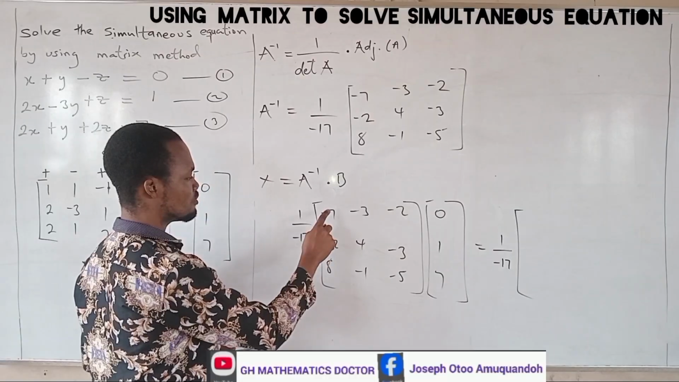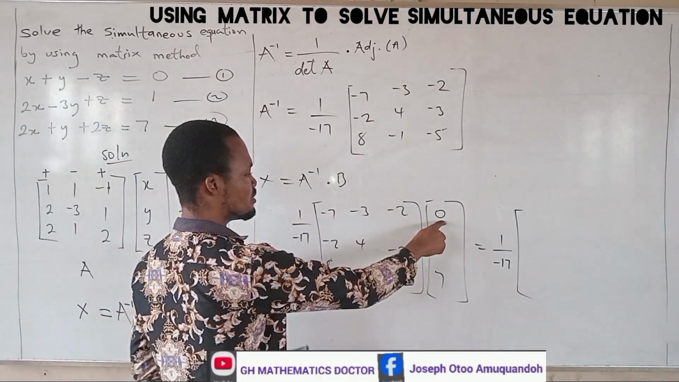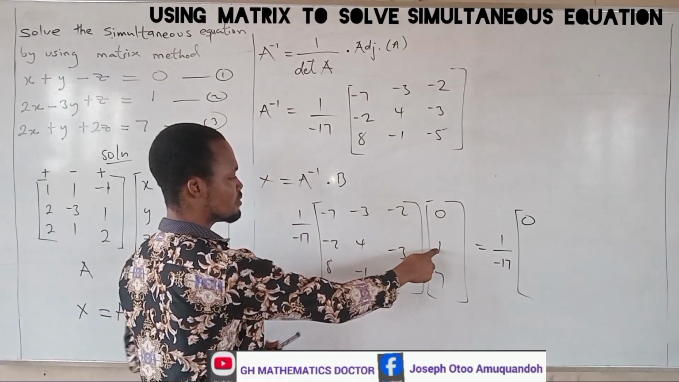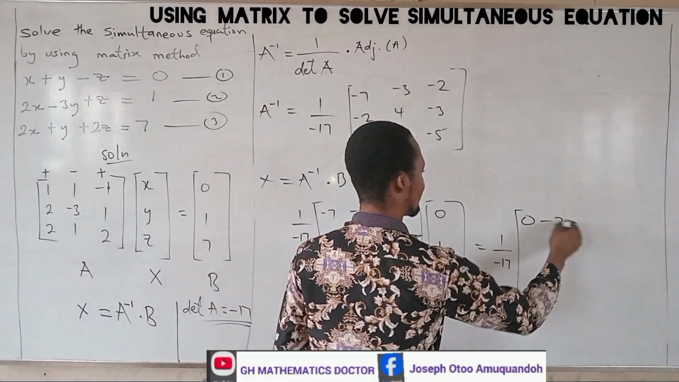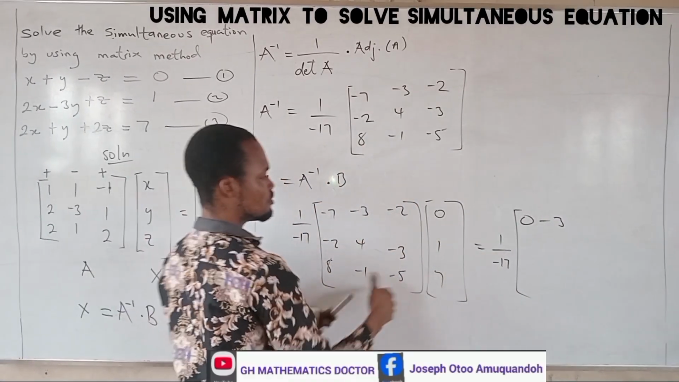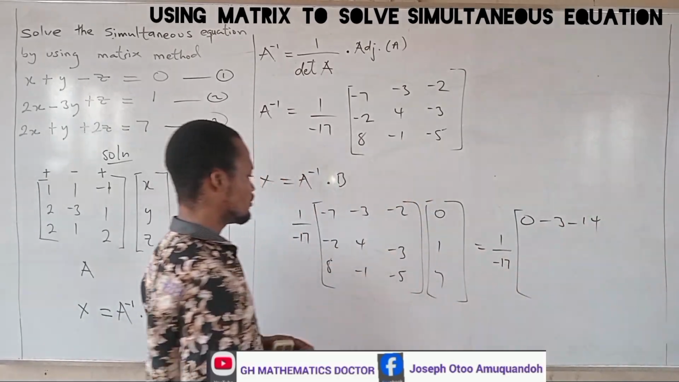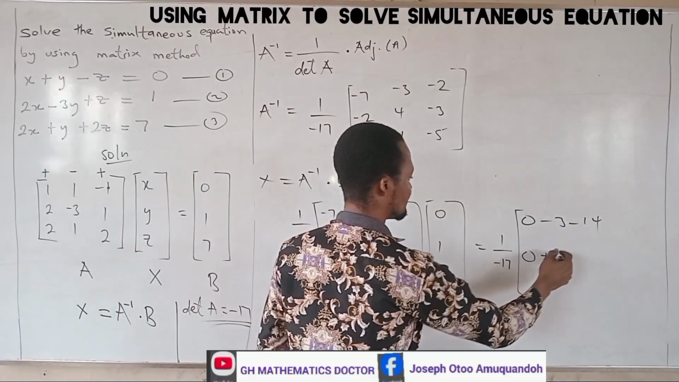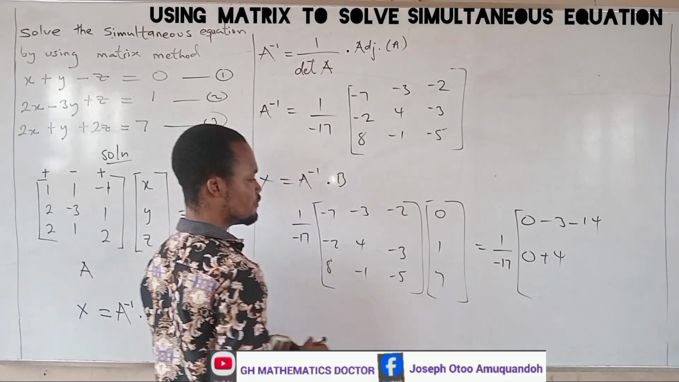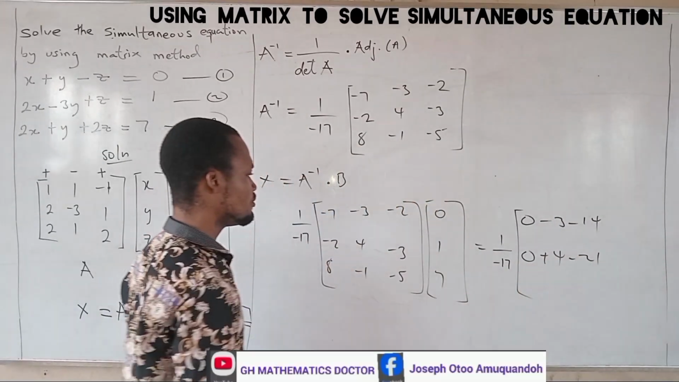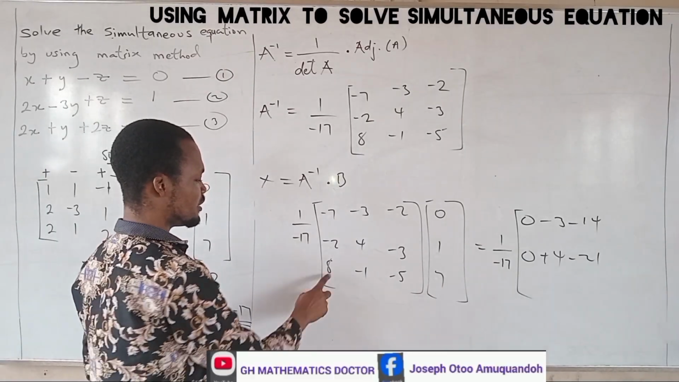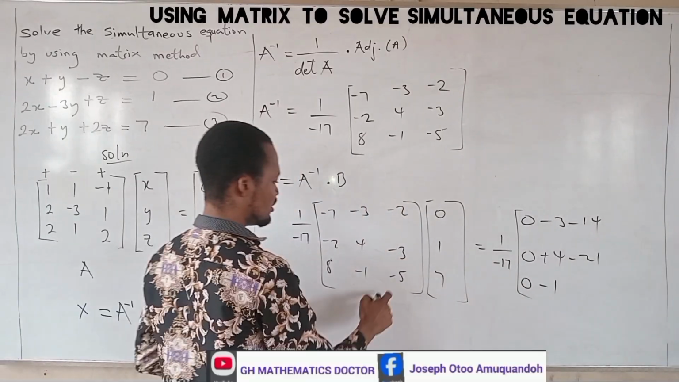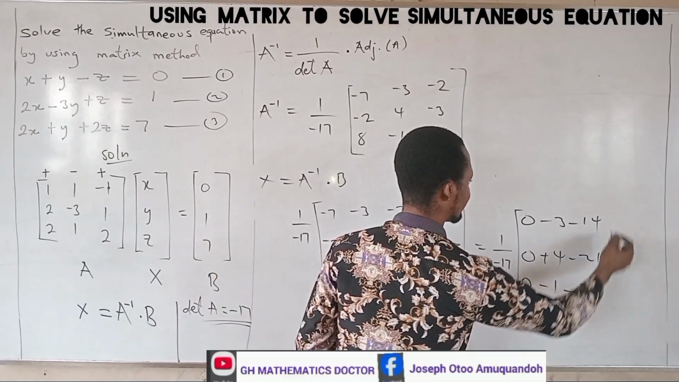Starting from this, negative 7 times 0 is 0. Then negative 3 times 1, we do minus 3. Negative 2 times 2 is minus 4. Negative 2 times 0, 4 times 1 is plus 4. And this times this will give you minus 21. We have this times this will give you 0. This times this will give you minus 1. And this times this will give you minus 35. Alright.